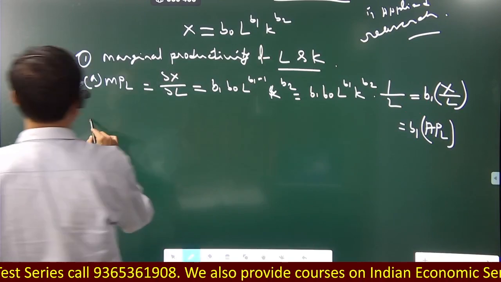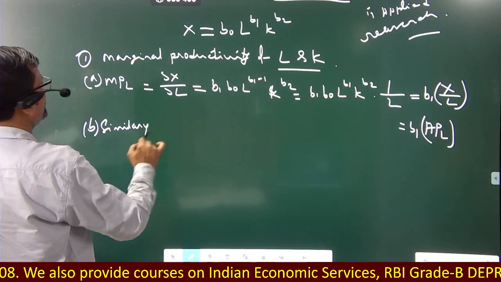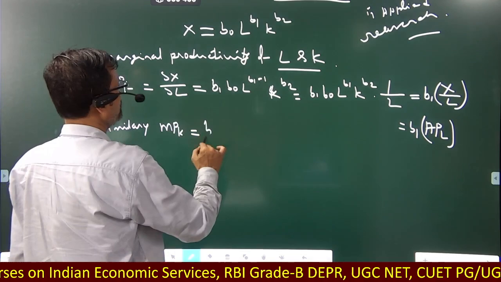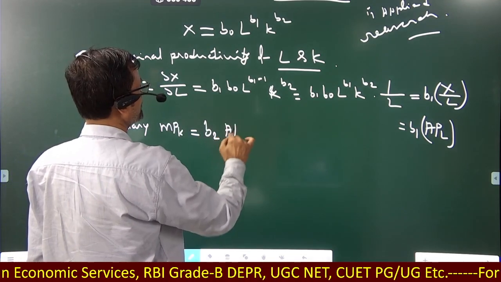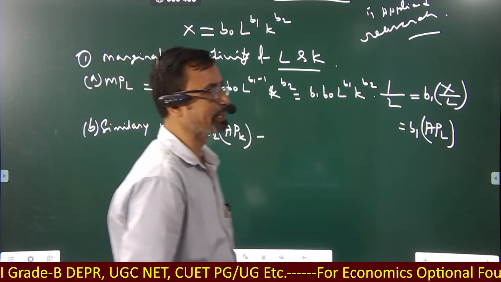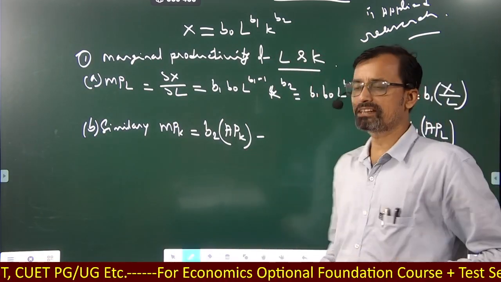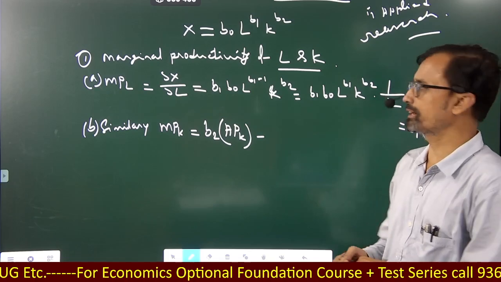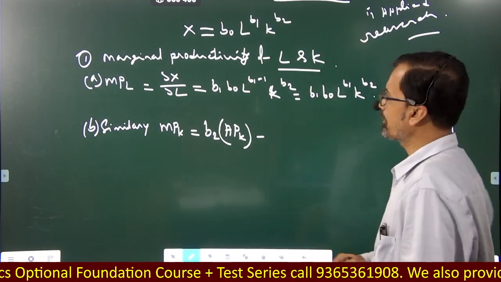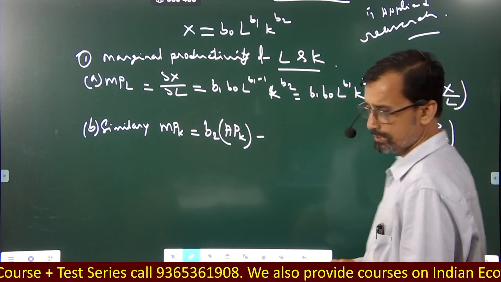Similarly, we can find out the marginal productivity of capital by the same process: the constant B2 is multiplied by the average productivity of capital. Next, we can find out the marginal rate of substitution also.